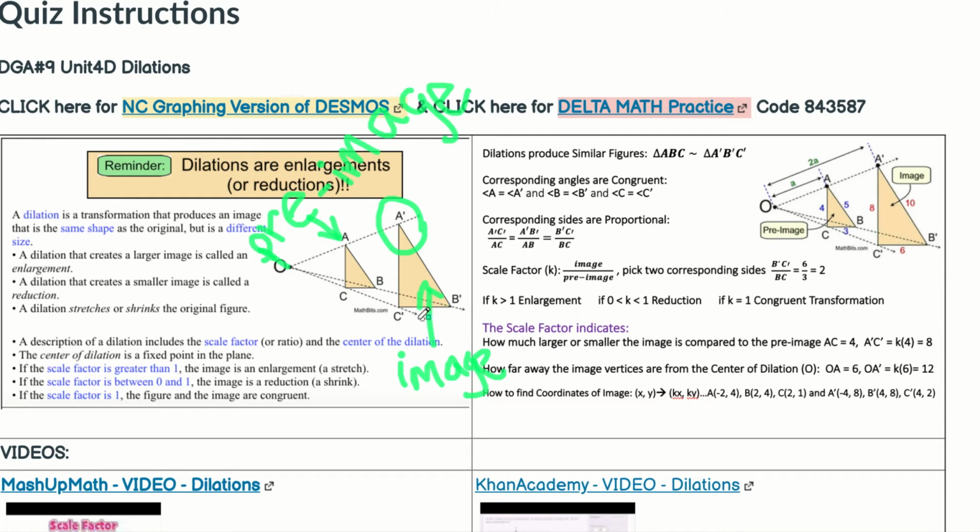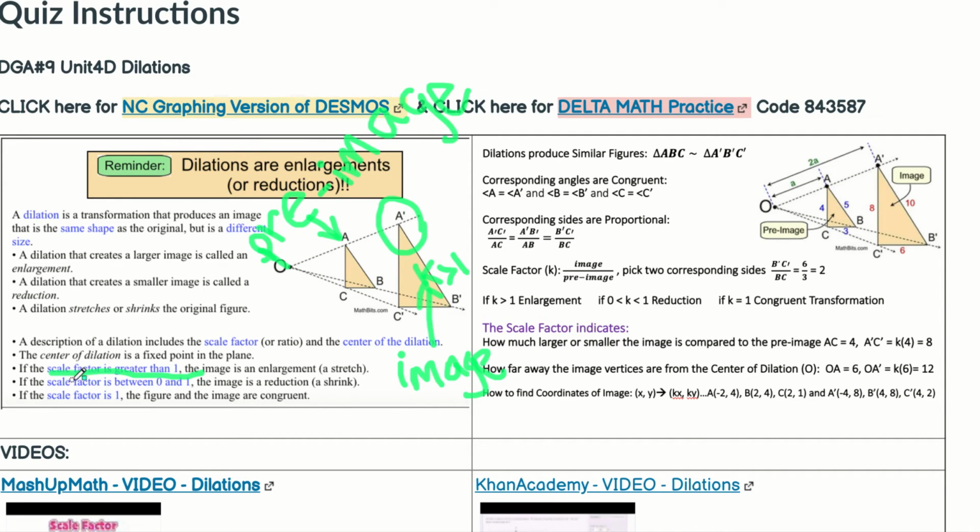Scale factor we had mentioned in the past. Scale factor tells you exactly how much larger or smaller your image is. If you have a scale factor that is greater than the number 1, then that is an enlargement. So I can tell you right now, I don't know what the scale factor is. I don't know how much larger this triangle is, but I do know that the scale factor, and we'll call it K for scale factor, is a number that is greater than 1 because this is an enlargement.